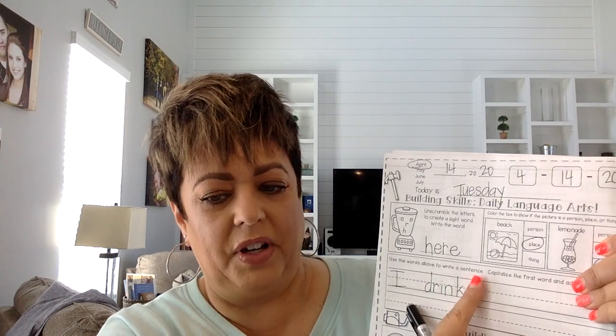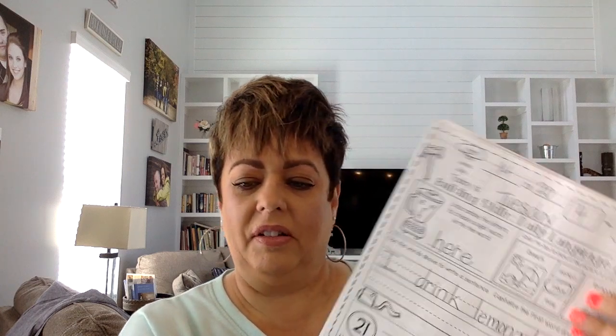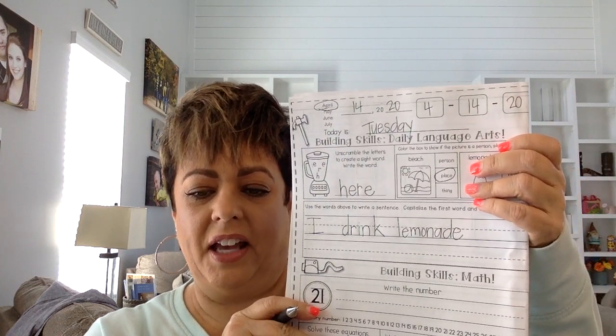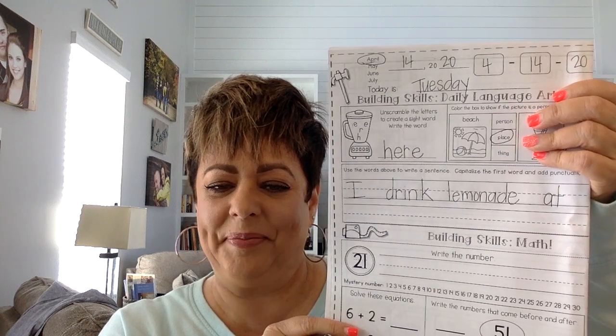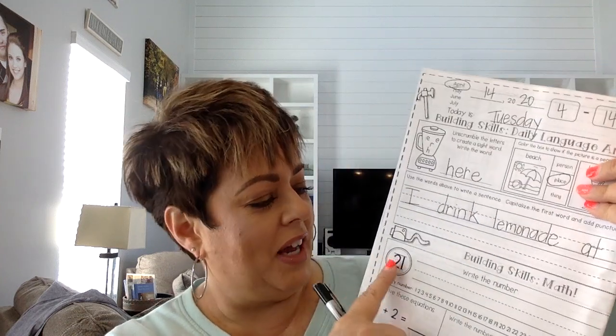Now I'm going to do another finger space, and I'm going to spell lemonade. Lemonade is in that picture, and it has the word lemonade, so I can look to see how I spell lemonade. L-E-M-O-N-A-D-E, lemonade. I drink lemonade, finger space, at. At is one of our sight words. At. I don't have enough room. I'm going to have to go down to the next line.